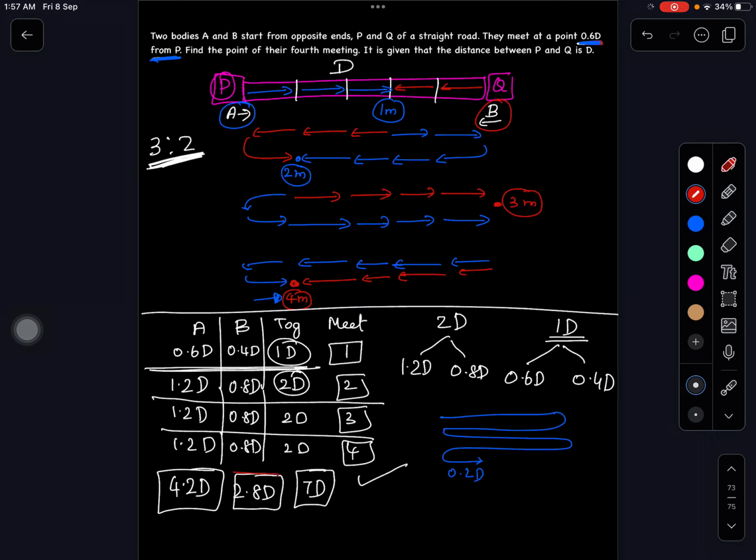And meanwhile, we can also follow B's journey, and we can still get the same answer. B has traveled 2.8d for the fourth meet to happen. So B starts from here.